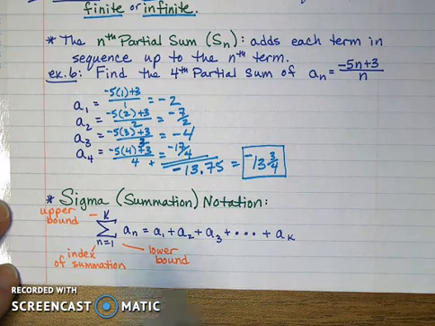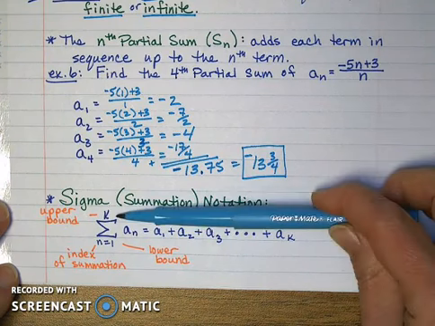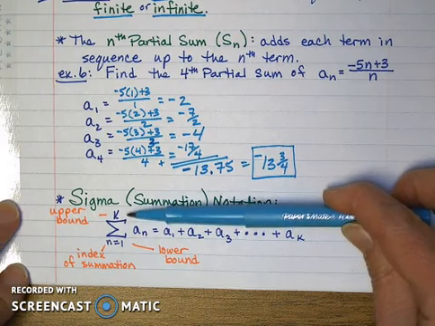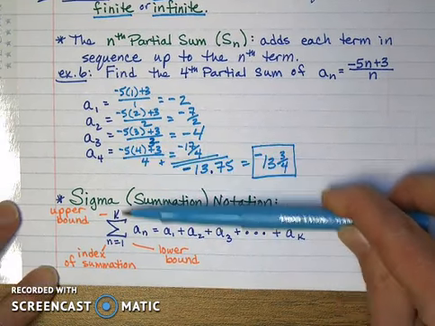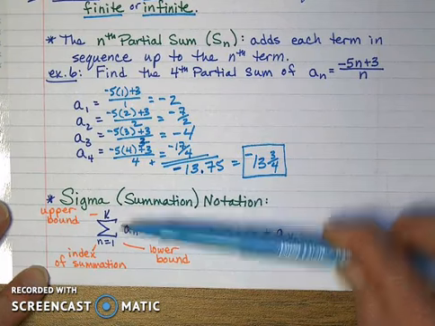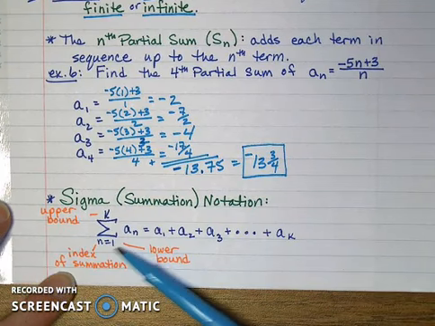You will have a value up here at the top. That will be the upper bound. For example, up here we went up to 4, the fourth term, so that would have been a 4 there. The lower bound will tell you where you're going to start.